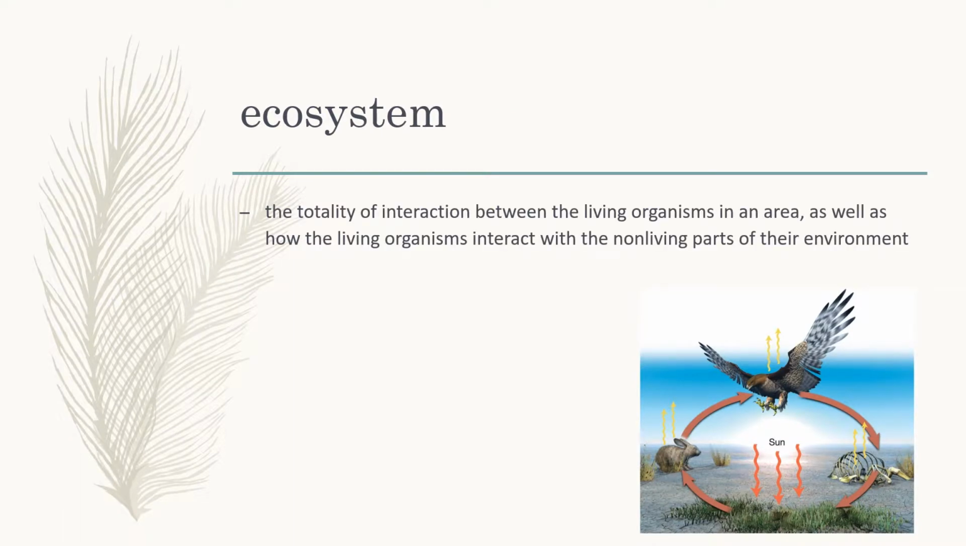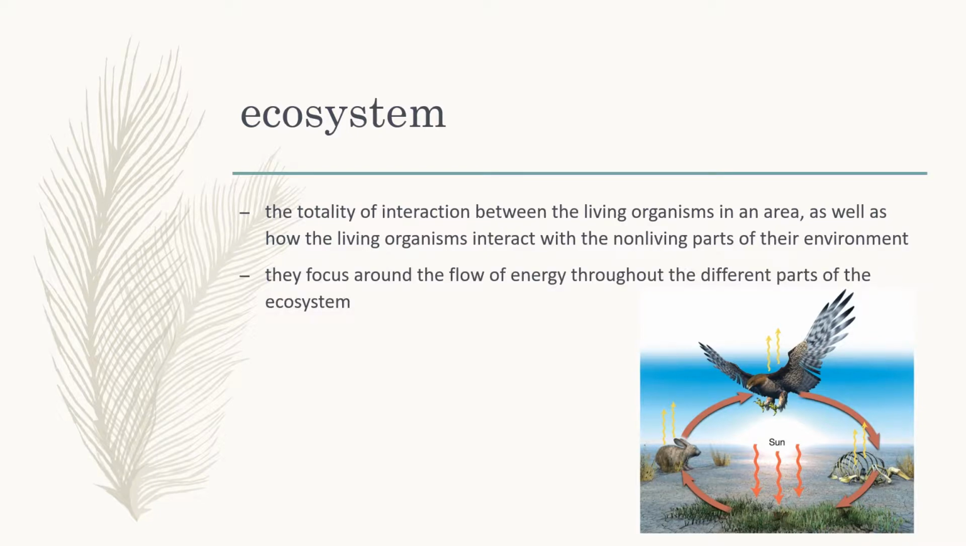An ecosystem is the totality of interactions between the living organisms in an area, as well as how these living organisms interact with the non-living parts of their environment. These non-living parts can be things like rocks, water, soil, etc. Ecosystems are focused around the transition of energy throughout parts of the ecosystem. For example, in this image you can trace the energy from the sun to the grass to the rabbit to the hawk and back to the ground which grows the grass.